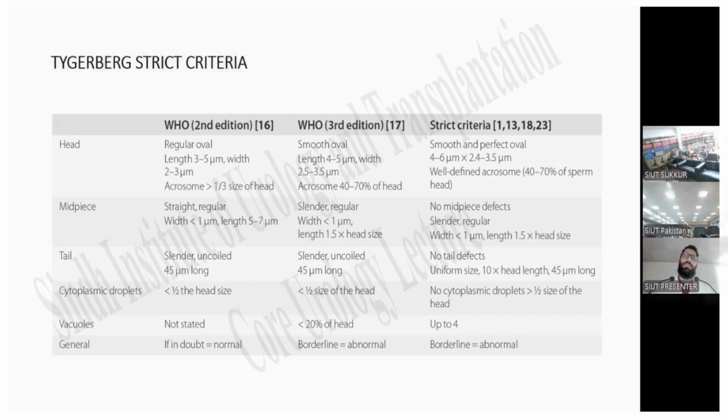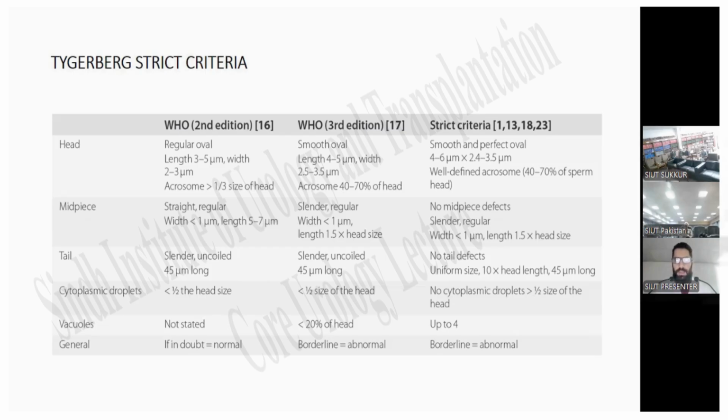So the Tygerberg strict criteria is used in semen analysis to classify or to assess the morphology of sperms. We will be discussing it in detail. In semen analysis, when we are observing the sperms, the Tygerberg strict criteria includes the identification of head, midpiece, tail, and cytoplasmic droplets and vacuoles of the sperm.